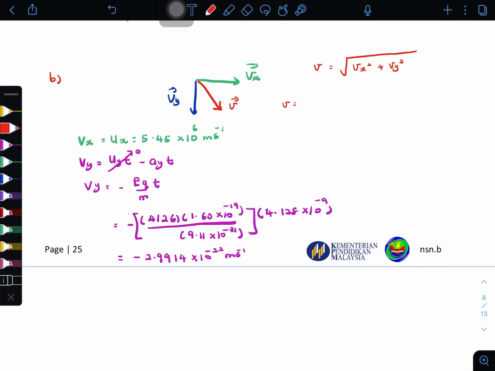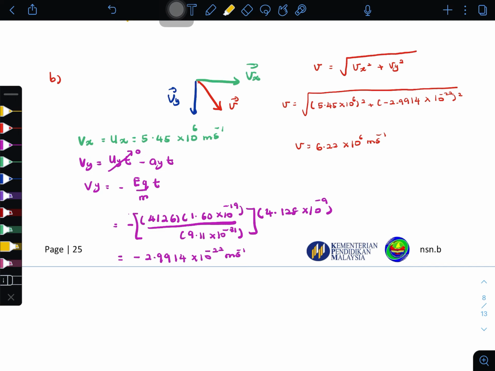So V is equals to square root of Vx ialah 5.45 exponent 6 square plus negative 2.9914 exponent negative 22 square. So kita akan dapat V is equals to 6.22 exponent 6 meter per second. So this is the magnitude. So you need to find the direction.